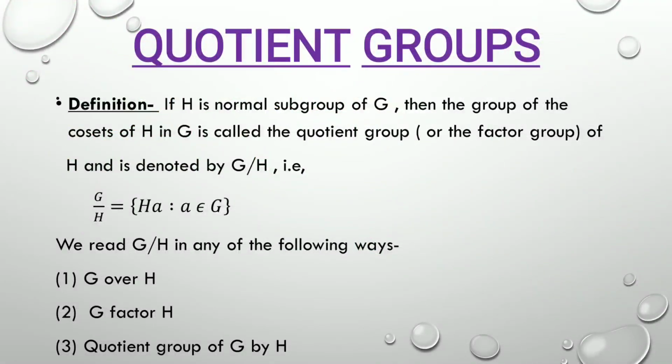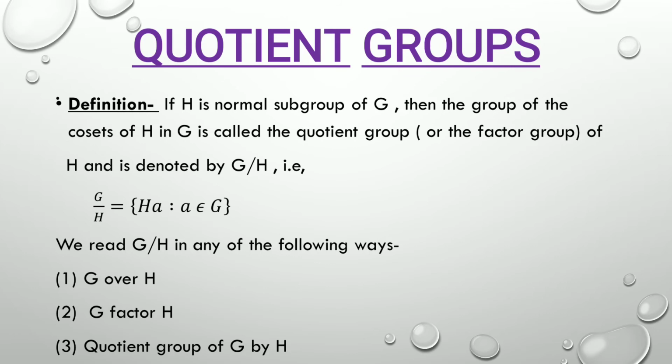Now let us gather some information about quotient groups. What is a quotient group actually? So the definition is, if H is a normal subgroup of G, then the group of the cosets of H in G is called the quotient group or the factor group of H, denoted by G over H. This is not read like G by H. This is G over H. G over H is equal to the set of all Ha such that a belongs to G.